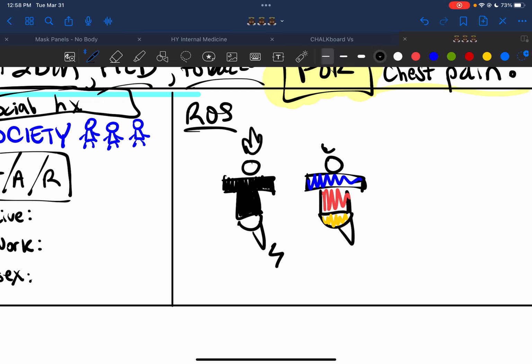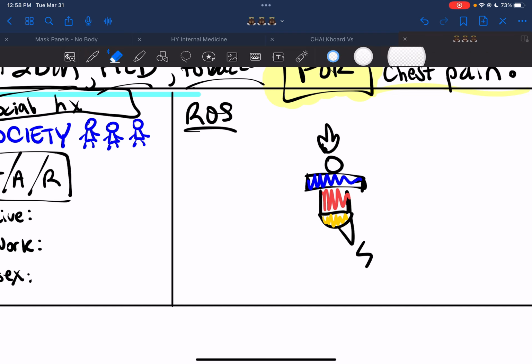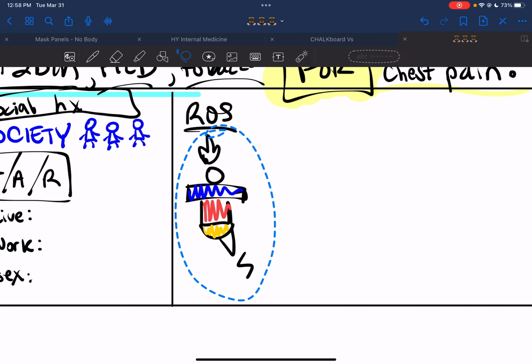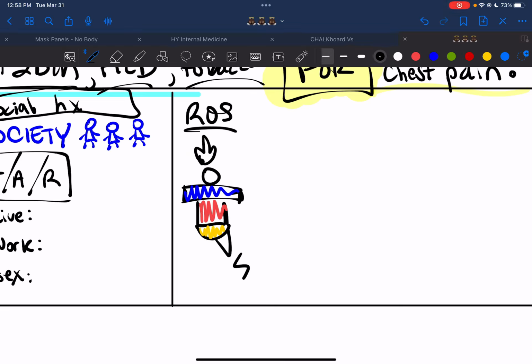I put a little fire on top for inflammation or fever, right? The heat. And then I put a little, not lightning, on the bottom for numbness and tingling. That just helps me. So that's my stick man, right? I draw the stick man every time in my notebook, and it helps me remember to go, okay, have you had fever or chills lately?